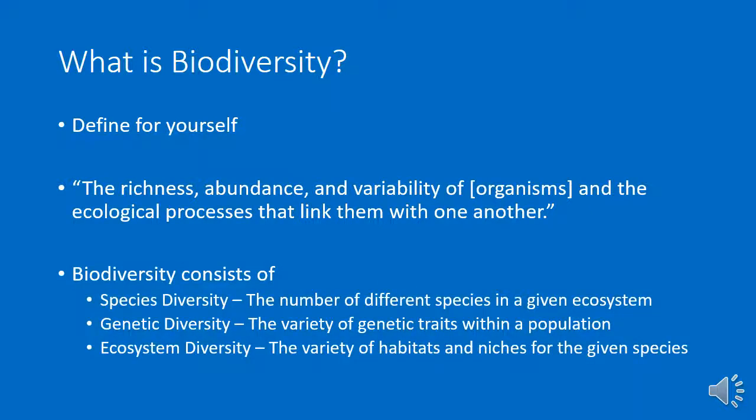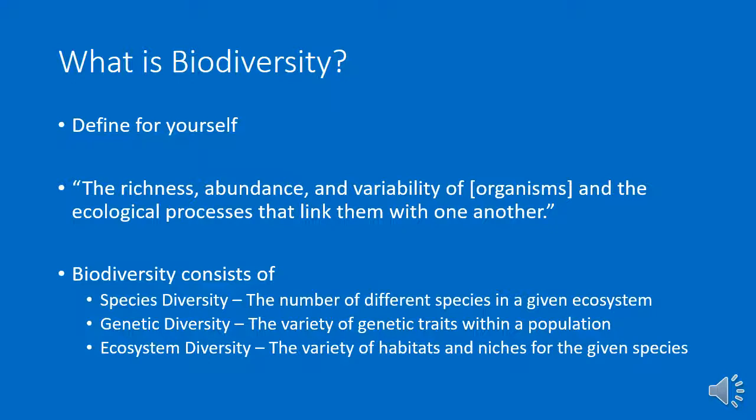Biodiversity is going to consist of three things, or three levels we can think about. Okay, so we have species diversity. This is going to be the number of different individual species in a given ecosystem. If there's oak trees and pine trees and frogs, those would be different species. Genetic diversity is going to be the variety of genetic traits within a population. Like in humans, you have blonde hair, red hair, brown hair. That's variability, but we're all still the same species.